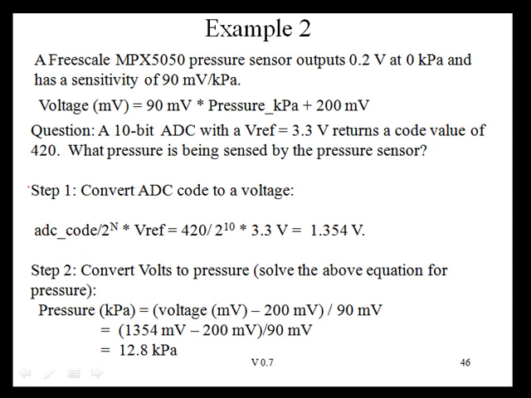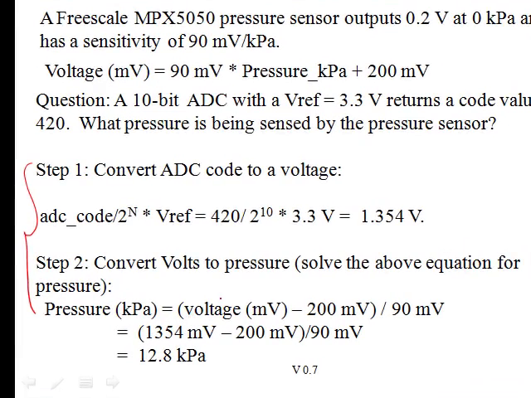Just like with the previous example, we could combine these two steps into one step and have an equation that would directly convert an ADC code to a pressure. We'll leave that for the viewer.